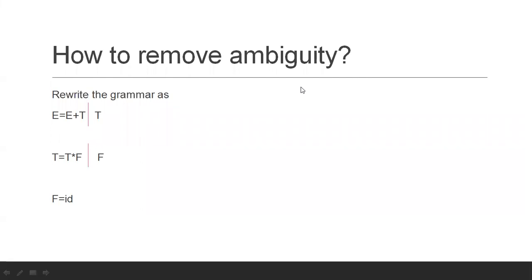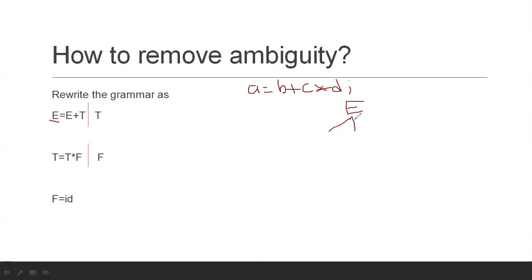how to remove ambiguity. Now such a type of ambiguity is removed by rewriting the grammar, like E gives E plus T or T, T gives T star F or F, and F gives ID. Now consider the same example, then only you will understand how this grammar is generating only one tree. A is equal to B plus C into D. Now for this particular tree, we must start with the starting symbol of the grammar, that is E.